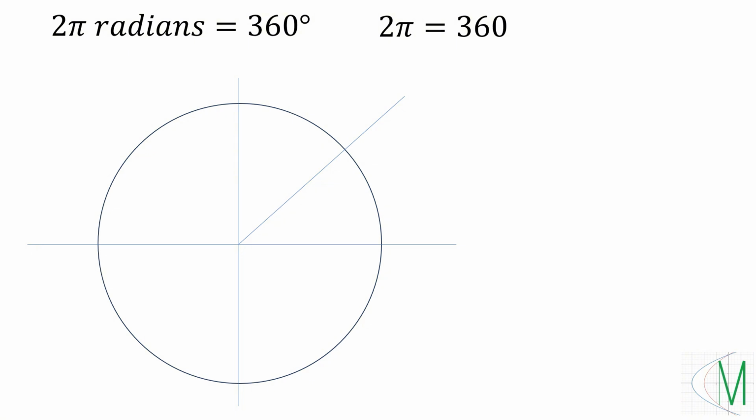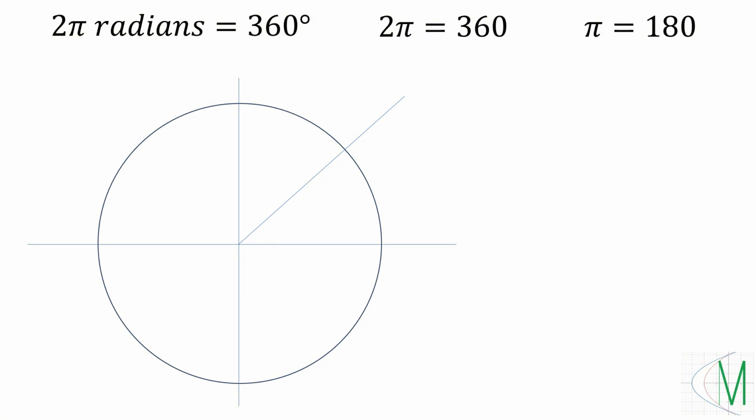Which means if I divide both sides by 2, pi radians is the same as 180 degrees. I did that just because I wanted to get pi by itself, to get pi to be kind of the smallest unit. The reason is that it's going to help us out when we do conversion.